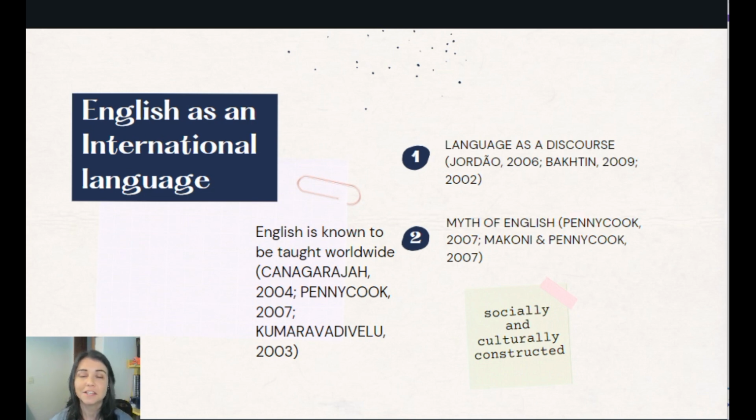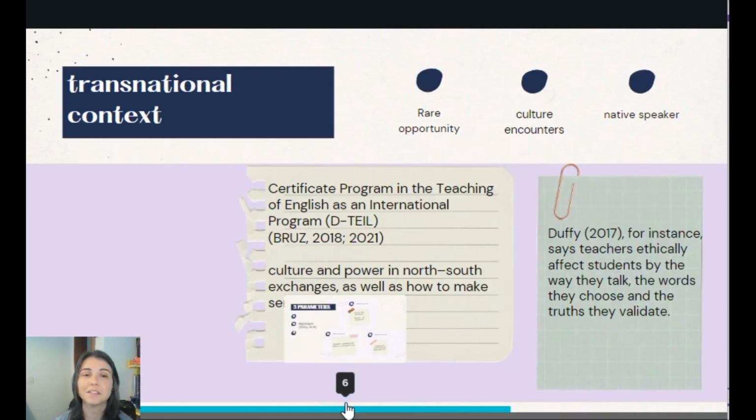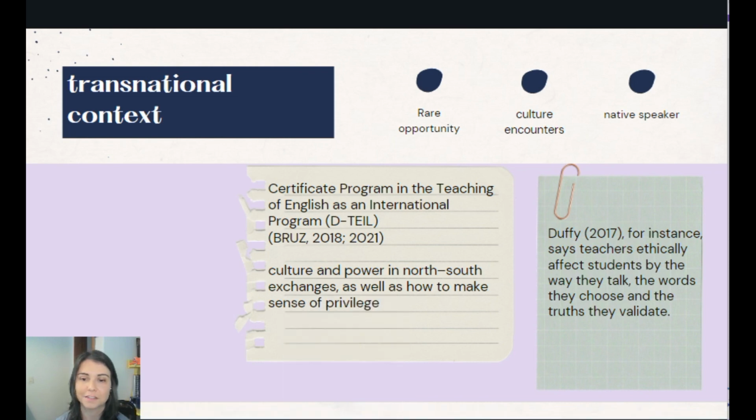And we think of language as discourse. Don't think that language is only grammar or linguistic content to be taught and learned, or only pronunciation to be improved. Pennycook and McKay use this term, the myth of English. In other words, a standard English that can be taught all around the globe. English and language in general are socially and culturally constructed. So we are talking about this transnational context.